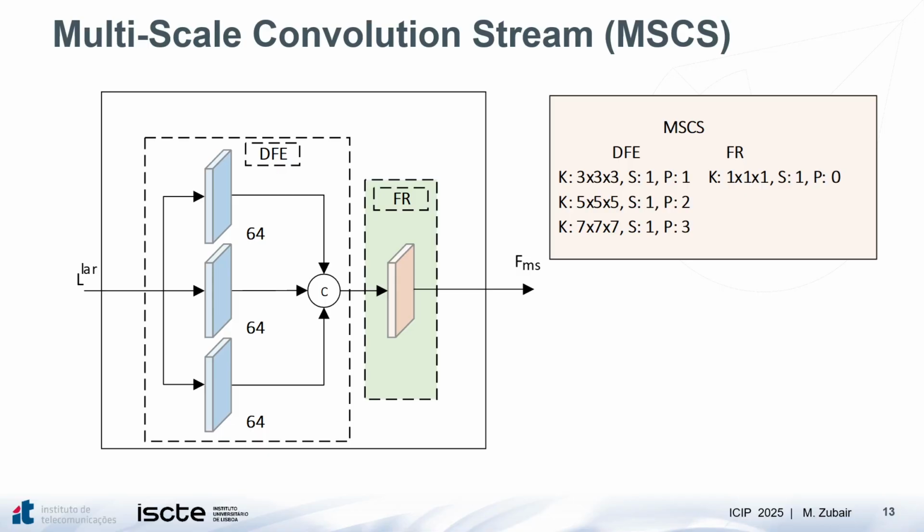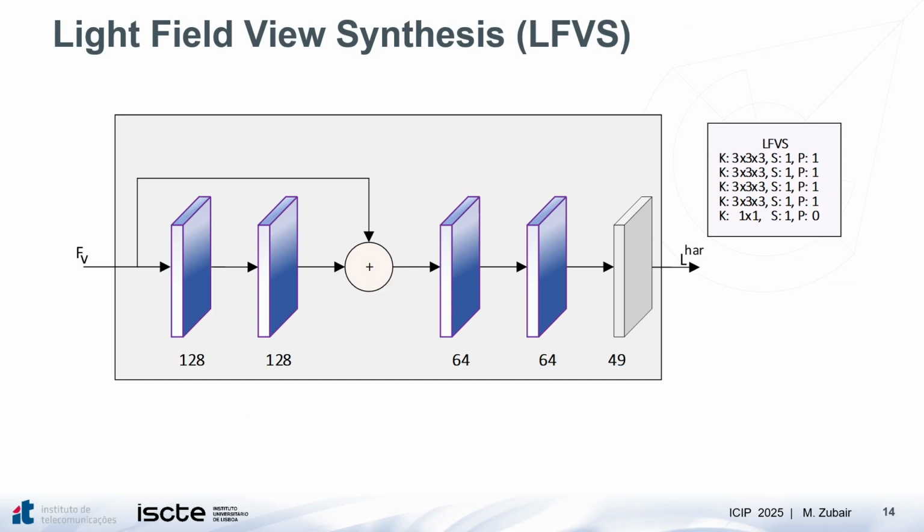These multiscale features are concatenated and then passed to the feature refinement layer. The feature refinement layer is just one 3D convolution layer, where we generate a unified feature representation. In the next slide, I am going to discuss the light field view synthesis network.